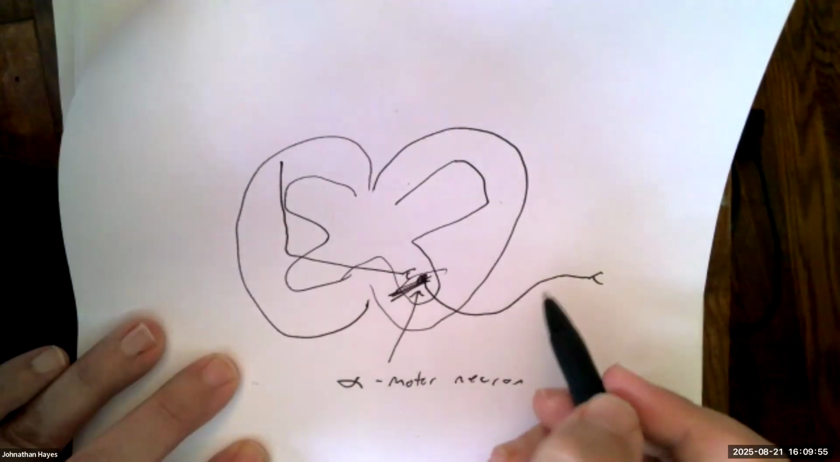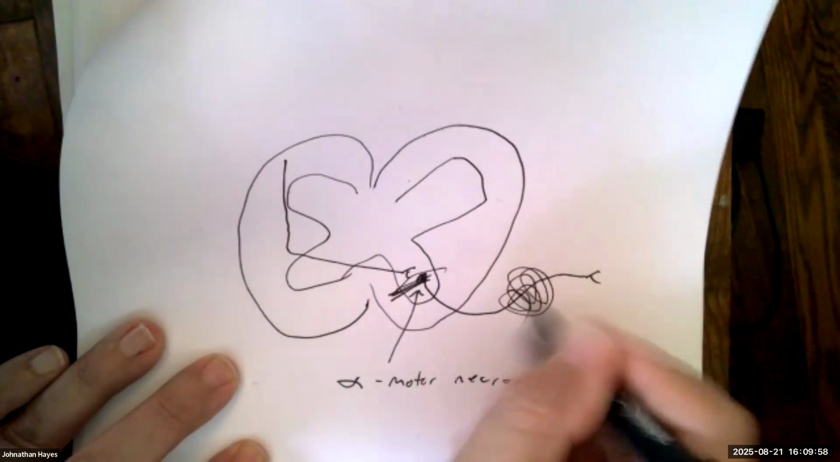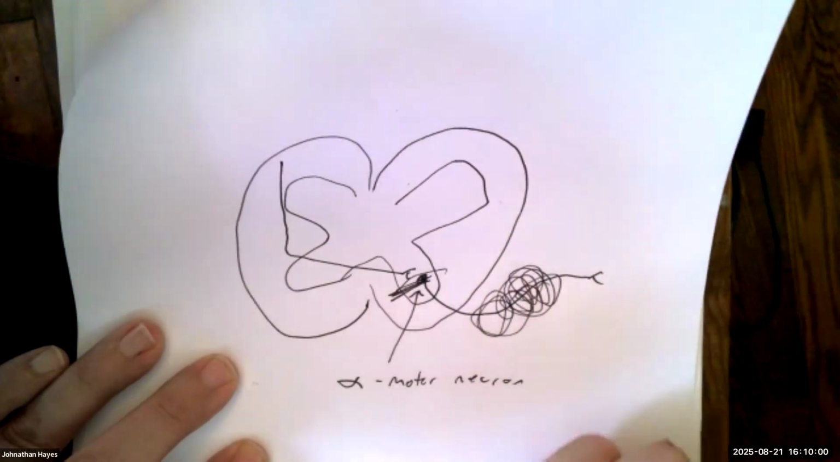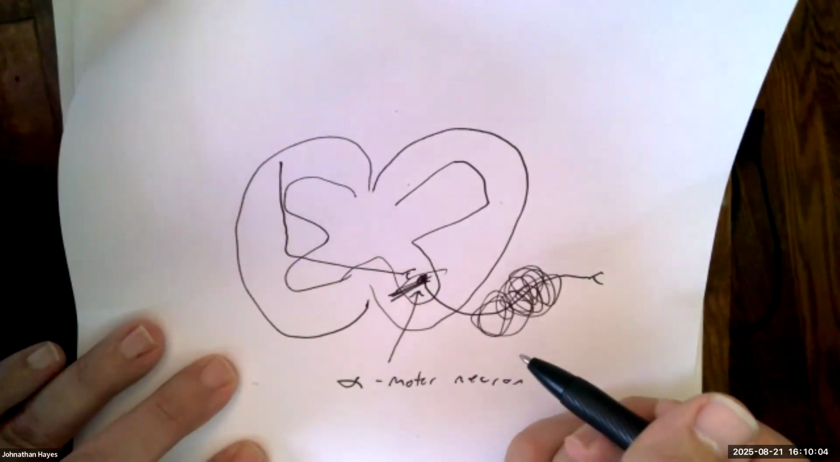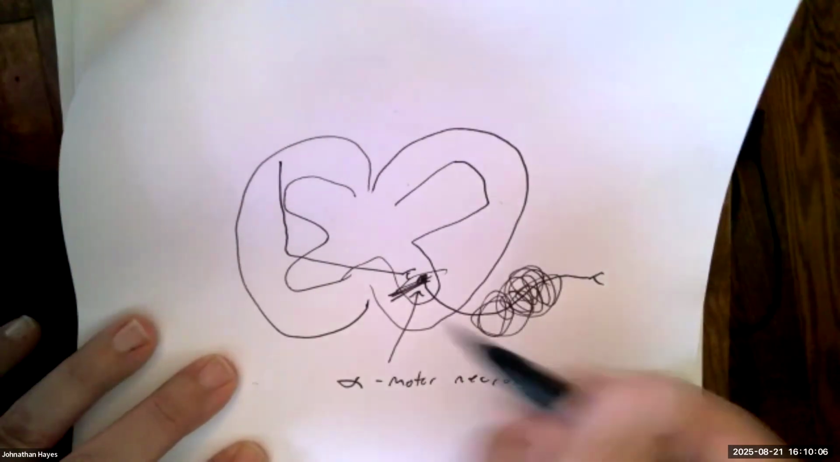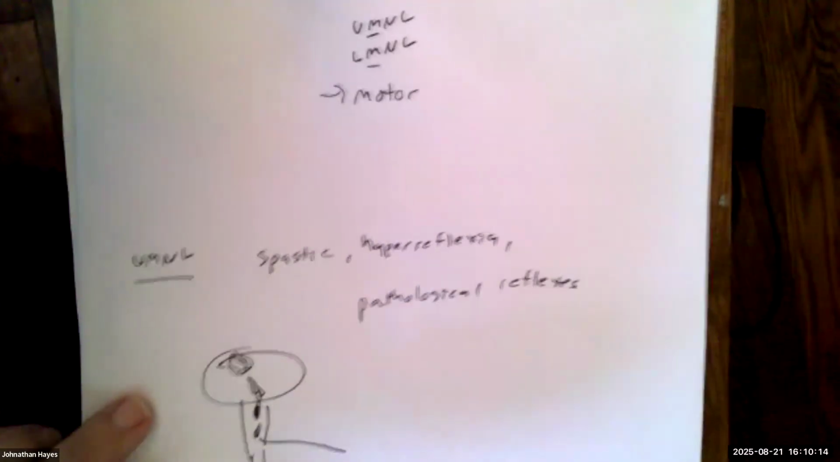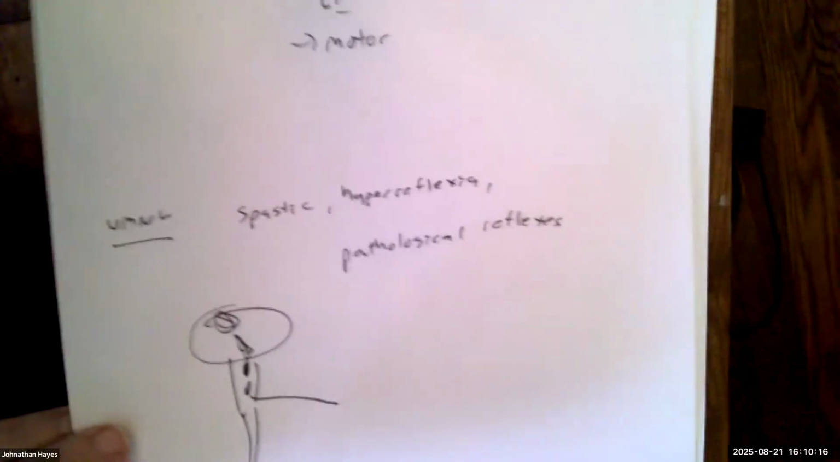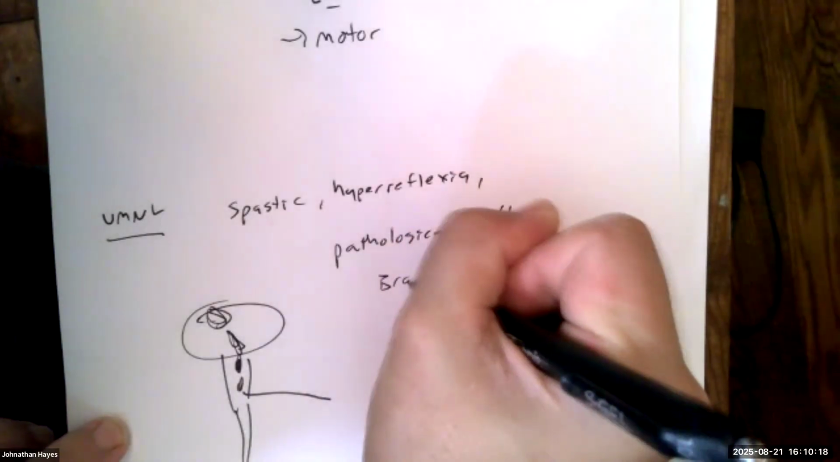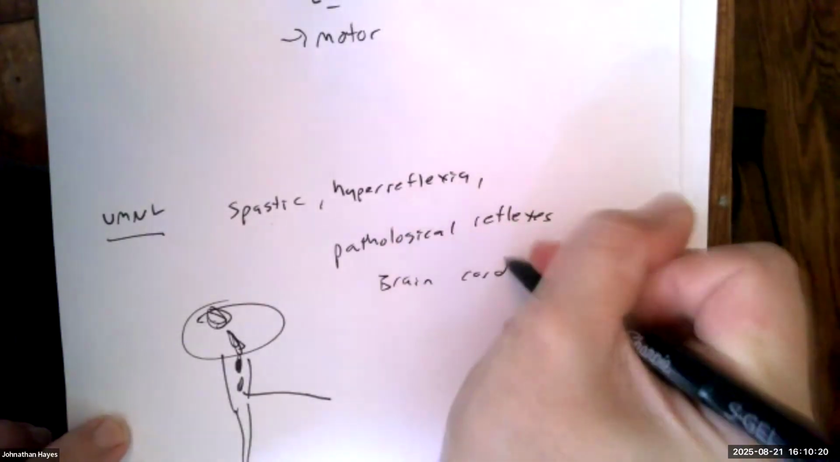So usually a lower motor neuron lesion is a peripheral nerve injury. This is the most likely place where that's going to be affected, right? Upper motor neuron lesions usually occur from some type of stroke or trauma, right? So the easy way I tell people to remember that is if you have an upper motor neuron lesion, the lesion is somewhere in the brain or the cord.